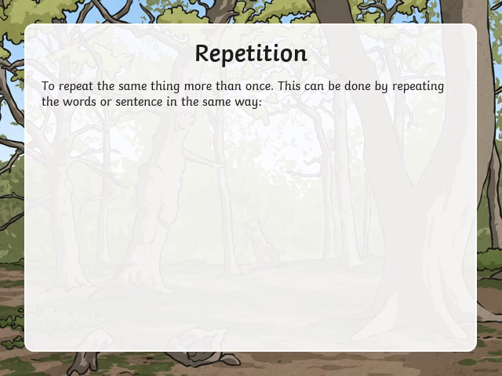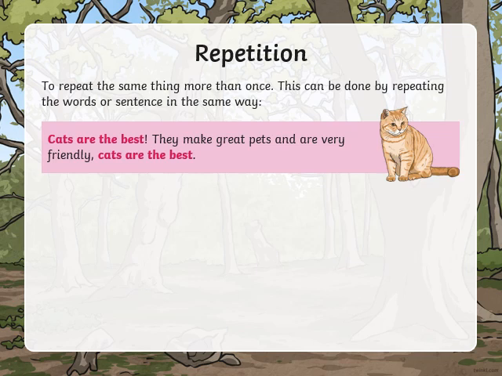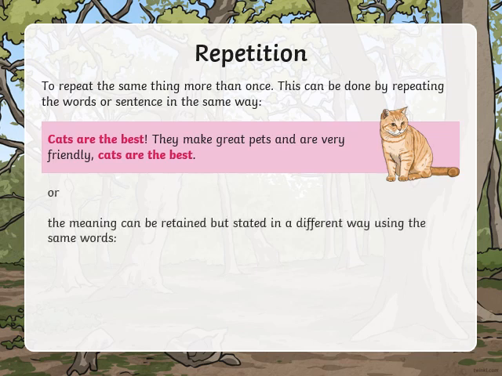Then we have repetition. Repetition is to repeat the same thing more than once. This can be done by repeating the words or sentence in the same way. Cats are the best. Cats are the best, like here. Or the meaning can be retained but stated in a different way.